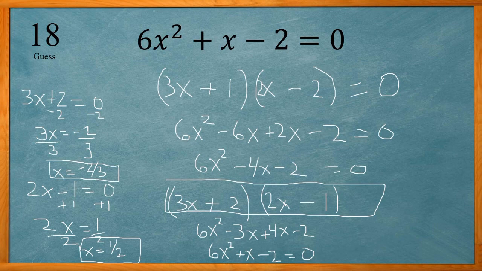So here I just did guessing. I know that I need two numbers in the front here to give me 6, multiply to give me 6. And I know the last two numbers need to multiply to give me negative 2. So you try different combinations there, and you can find the right factored terms, and then you can set them equal to 0 and solve for x.